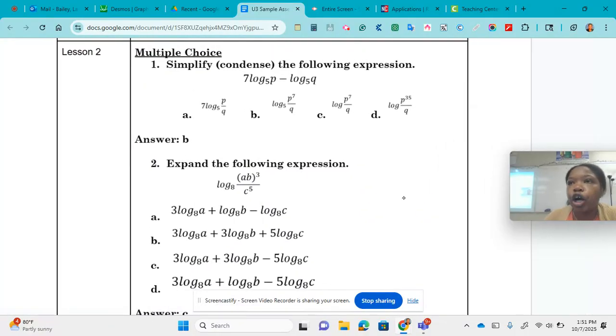There you go. Now, we have to condense this logarithm. That 7 is the exponent for what? P. Excellent. When we are subtracting, we are dividing. So what has to be my answer? B. When we're subtracting, we're dividing. That 7 is the exponent for my P. So the thing in front of the log is always the exponent.